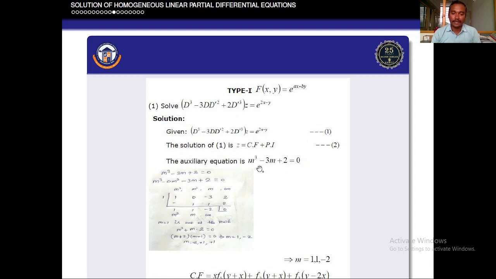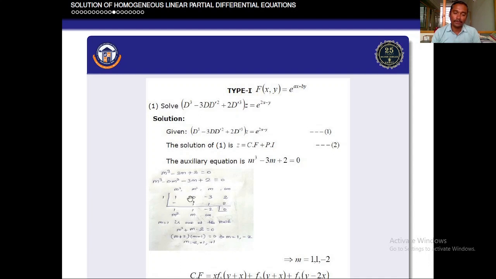Now write the auxiliary equation for the given equation. It means replace d by m and d dash by 1. So d cube is equivalent to m cube, minus 3d d dash square is equivalent to minus 3m, plus 2 d dash cube is equivalent to plus 2, equal to 0. This is a third degree equation, so use the synthetic division rule to find the roots. First identify one of the initial roots of this equation by giving different values for m. Here m equal to 1 satisfies the given equation, so m equal to 1 is one of the roots. Then apply the synthetic division rule here.